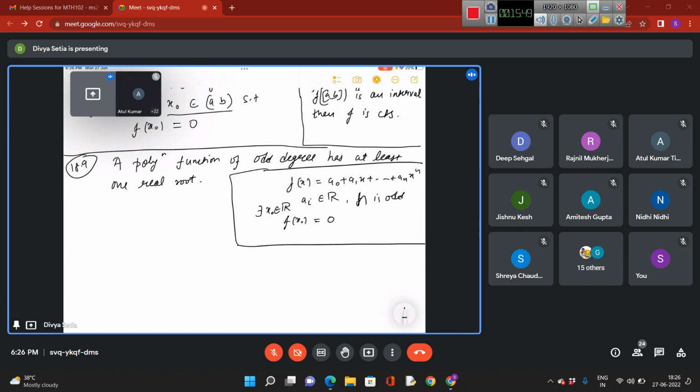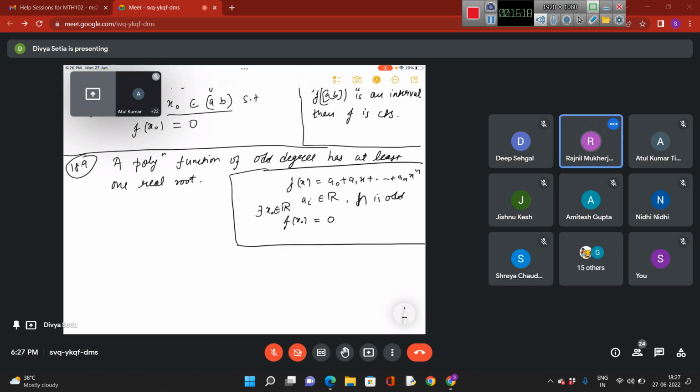So now, what should be your guess? Isn't the statement pretty natural? If you have any cubic polynomial, it should have a real root. Can anybody give me an intuitive answer? Why should an odd degree function always have at least one real root? All of them can be real, some of them can be real, but at least one of them will be real. Why is it so?